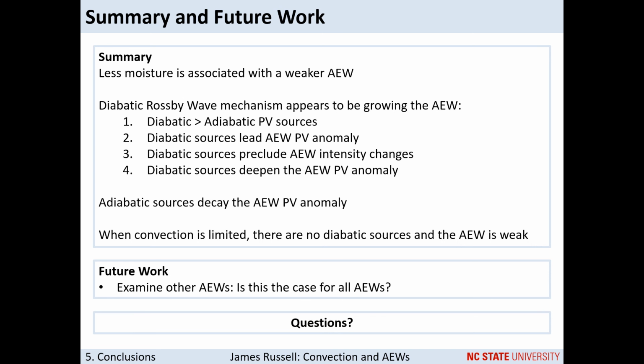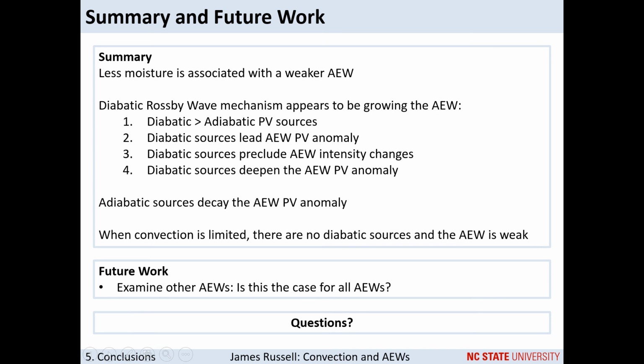And so we showed in the sensitivity studies that we don't get that without the moisture and the convective and the diabatic sources of potential vorticity. And so really what it says is that diabatic growth of potential vorticity at the low levels is key for hurricane genesis from easterly waves.